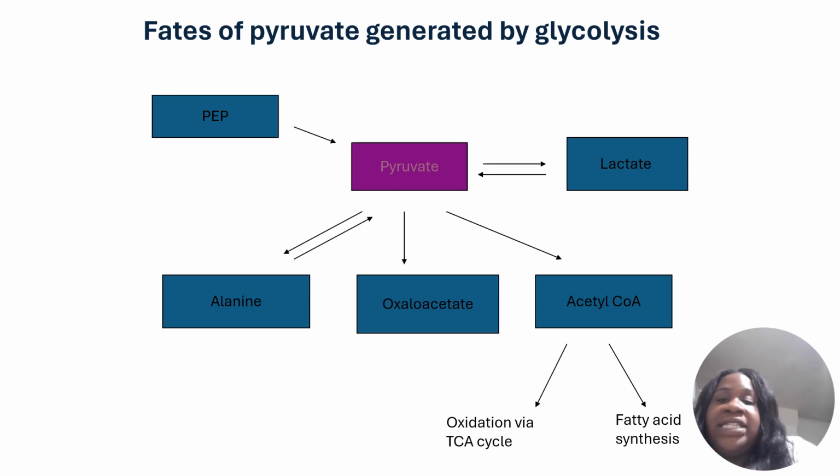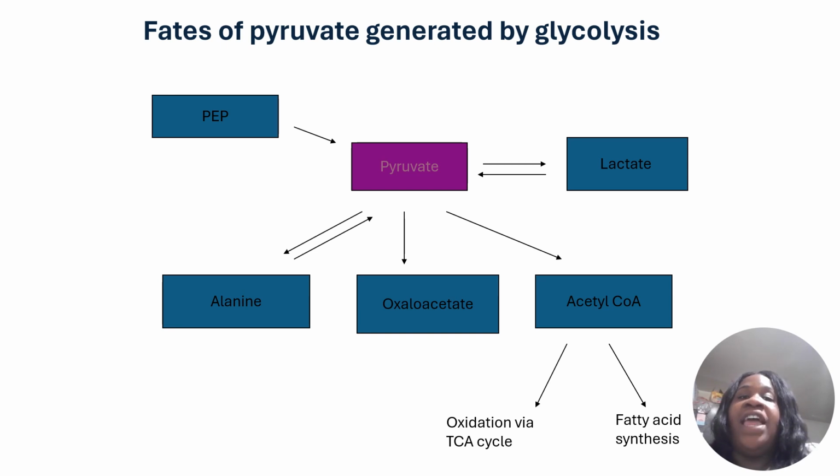The second, you have lactate fermentation. Under anaerobic conditions or during intense exercise, when oxygen availability is limited, pyruvate can be converted into lactate through the enzyme lactate dehydrogenase. This reaction regenerates NAD plus from NADH, allowing glycolysis to continue in the absence of oxygen. Lactate is then transported out of the muscle cells and can be used by other tissues or converted back into pyruvate by the liver through the Cori cycle.